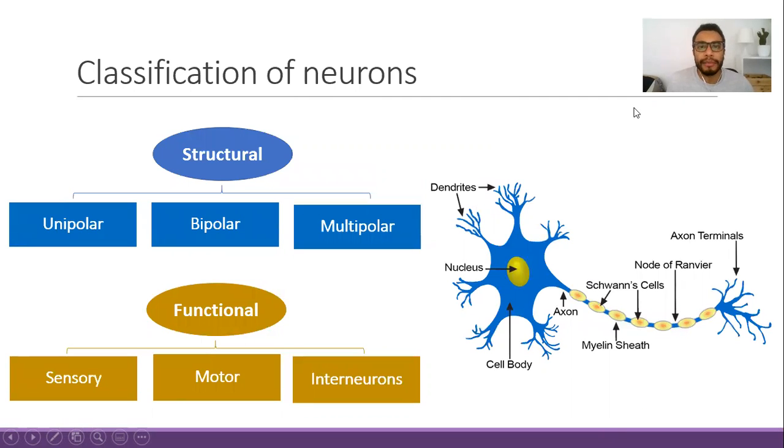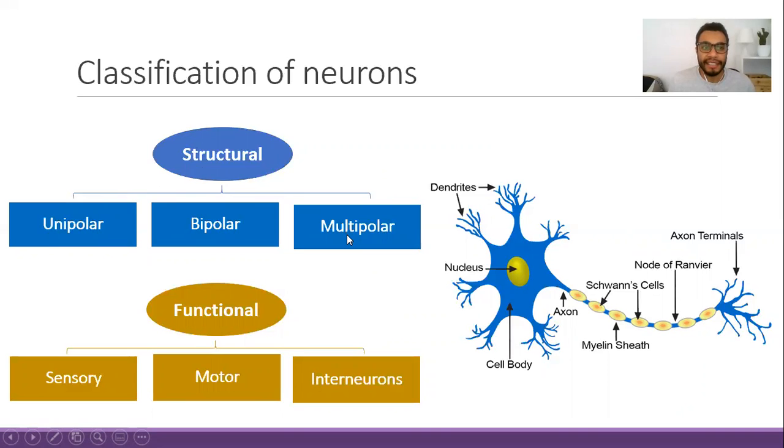Neurons can be classified according to their structure and according to their function. According to their structure, there are basically three main types of neurons: unipolar, bipolar, and multipolar.